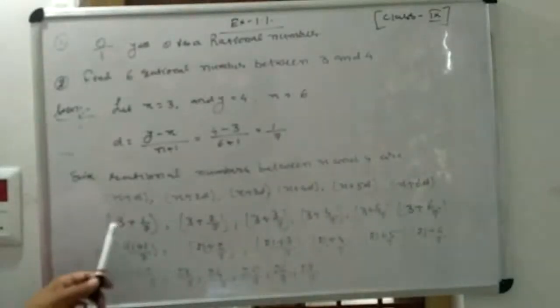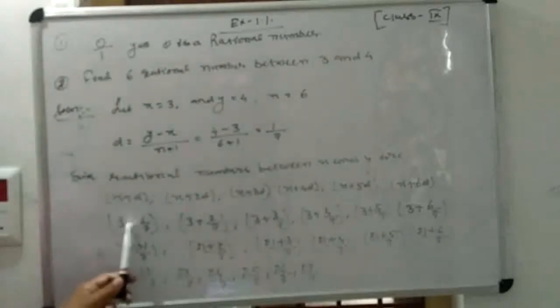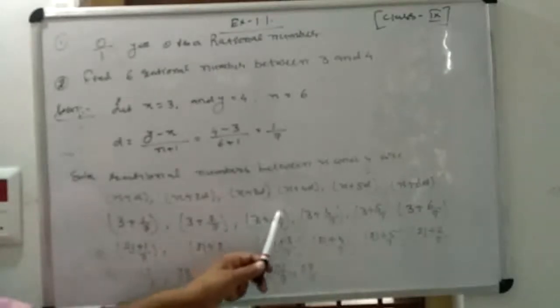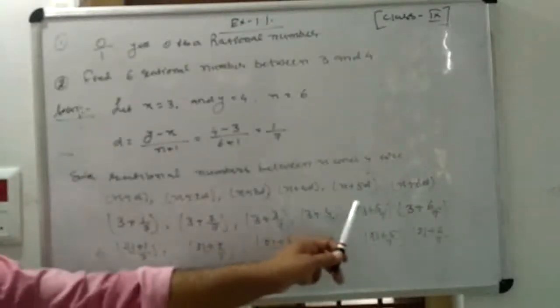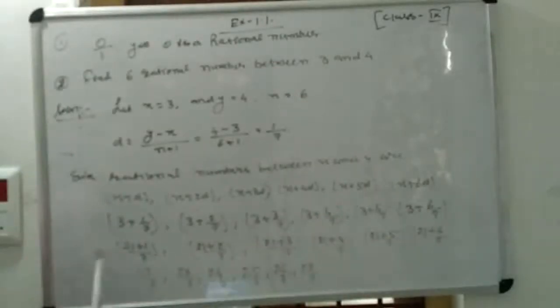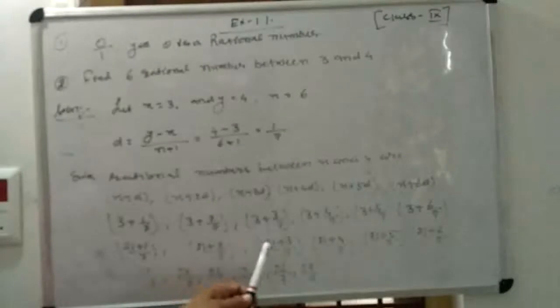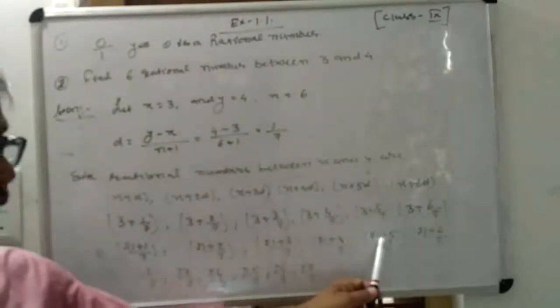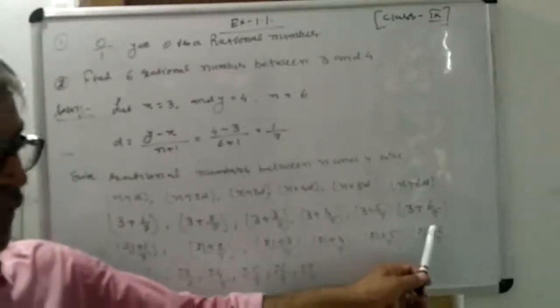So put the value of x and d. So it will be 3 plus 1 by 7, 3 plus 2 into 1 by 7 will be 2 by 7, 3 plus 3 by 7, 3 plus 4 by 7, 3 plus 5 by 7, 3 plus 6 by 7. Now taking LCM and adding these two, it will be 21 plus 1 by 7, 21 plus 2 by 7, 21 plus 3 by 7, 21 plus 4 by 7, 21 plus 5 by 7, 21 plus 6 by 7.